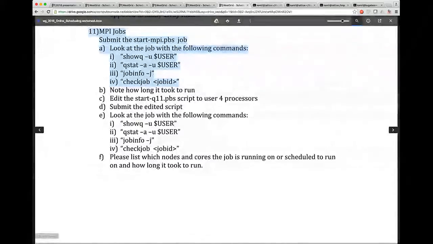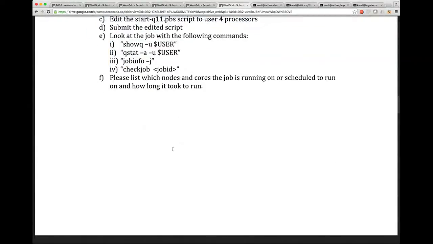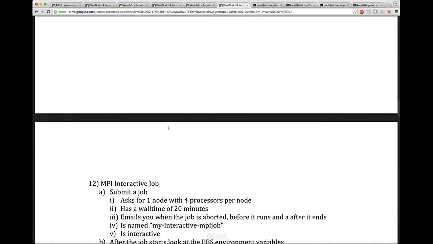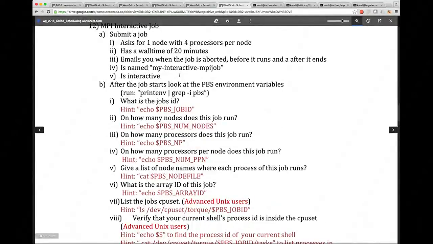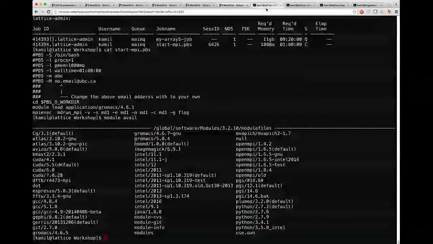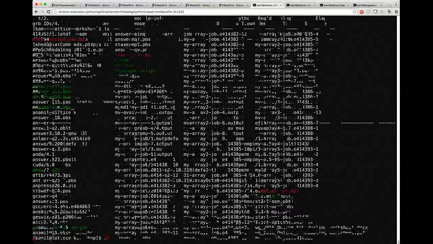Unfortunately, we really can't do question 11 because, yeah, we're running on Lattice. So question 12 we can do. It's basically asking for us to run an interactive job, or at least we could do most of question 12. Okay, let's clean up some of these.